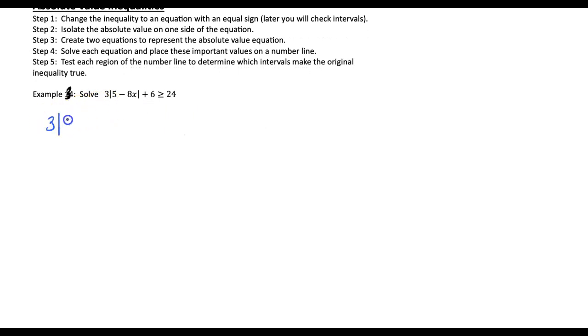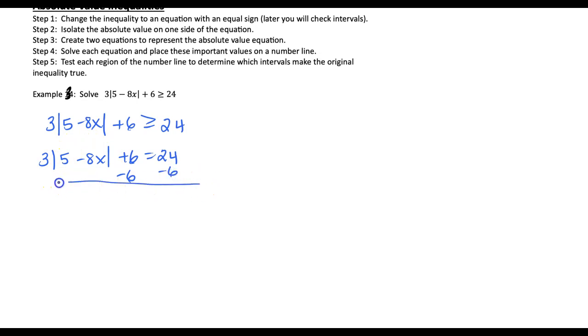So I'm going to start out, and I'm going to solve this as if it were an equation. 3 absolute value of 5 minus 8x plus 6 equals 24. And one method is to make sure we isolate the absolute value before creating our two equations. So we end up with 24 minus 6 is 18. Divide both sides by 3, and we get absolute value of 5 minus 8x equals 6.